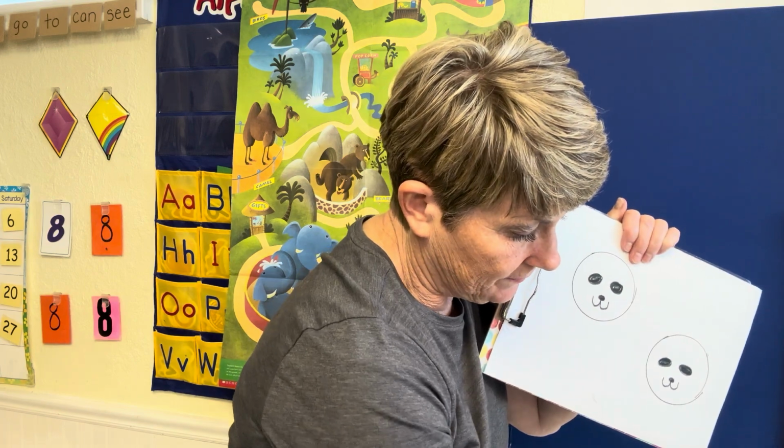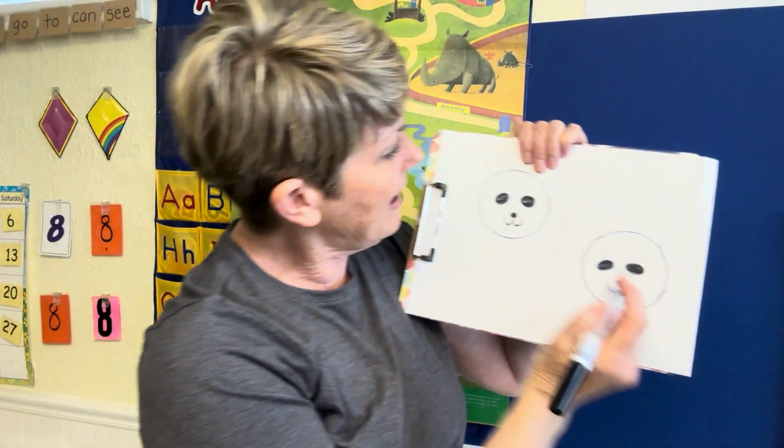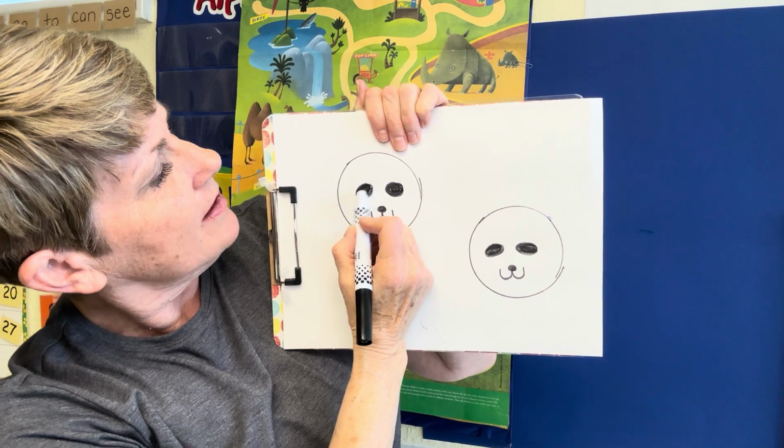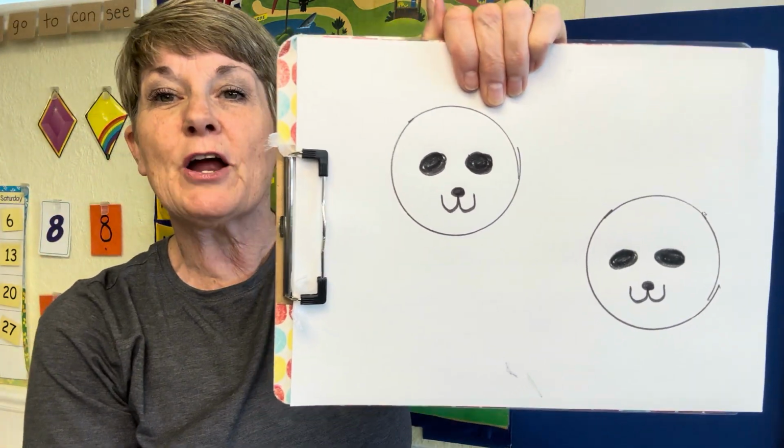Let's look at this one. The mama and the baby. Can you see the little nose and the little W? And then you can see those eyes. And they're not round. They're kind of long, huh? So whatever shape you do them, they're going to be fine.